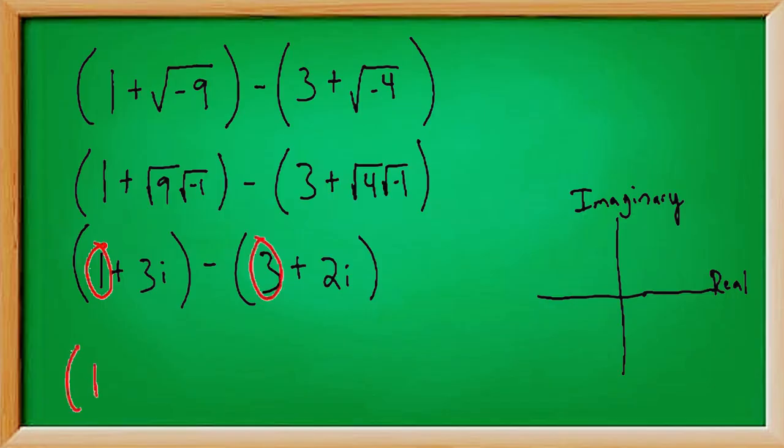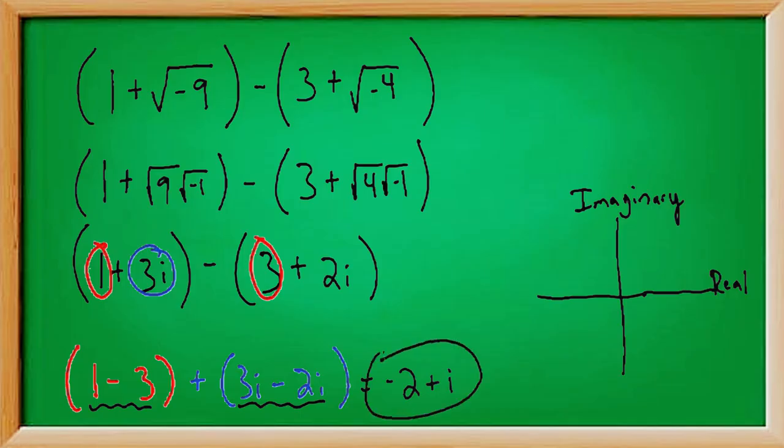And now we can add our imaginary terms because they're also like terms. So we have a positive 3i, and we have a negative being multiplied by a positive 2i. So that turns out to be a -2i. And if we simplify this, in red, we have 1 minus 3, which is equal to -2. And in blue, we have 3i minus 2i, which is just 1i, or you could just say i. So our final answer is -2 plus i.